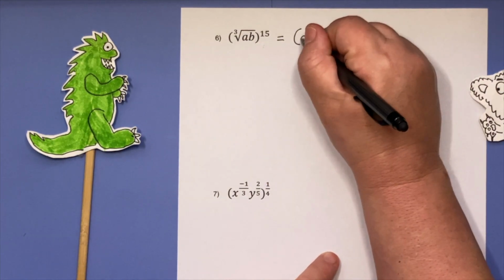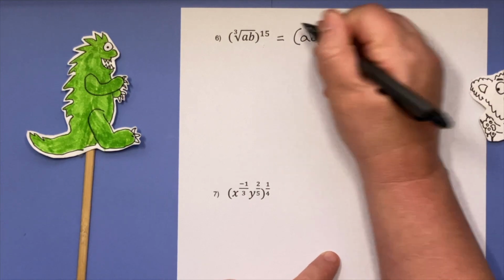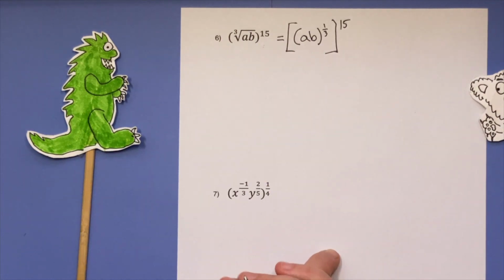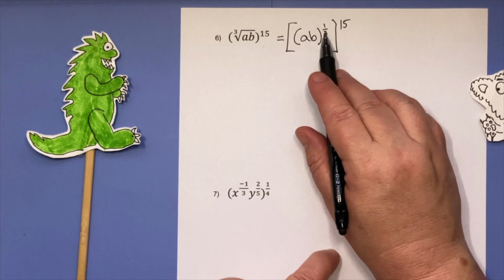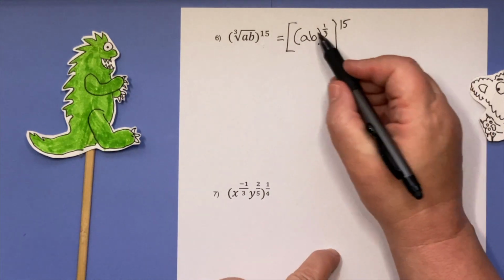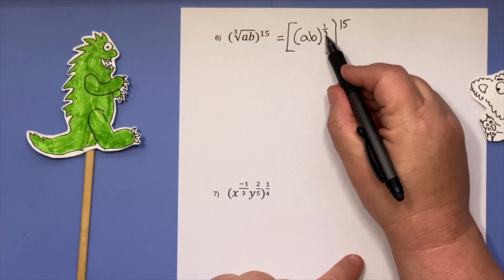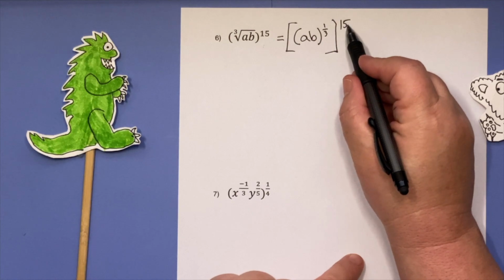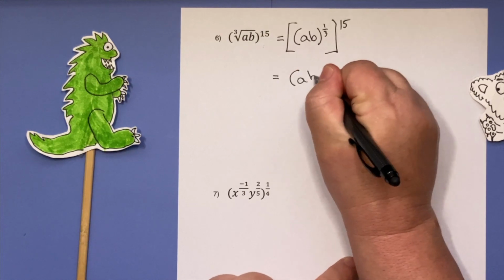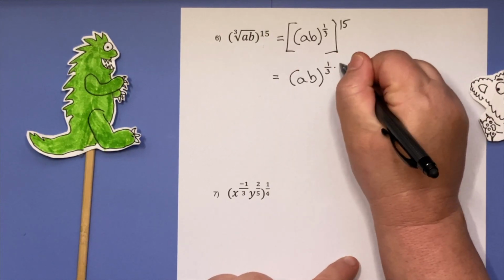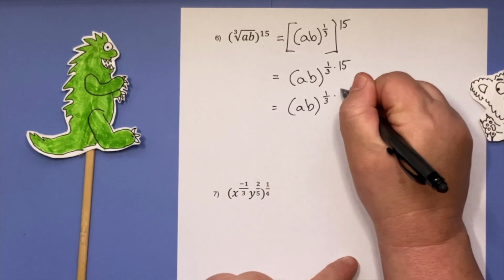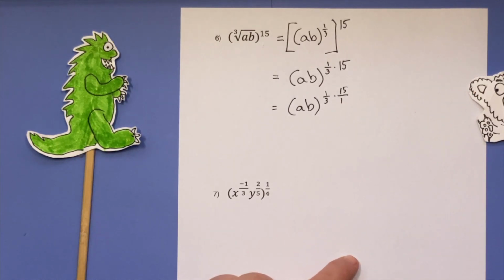So in other words, I've got A times B to the 1/3, and that is raised to the 15th power, right? That cube root becomes a 1/3. And remember that if I've got a base, even if it's complicated like A times B, then I take the first exponent and multiply it times the second exponent. So in other words, what I've got is AB to the 1/3 times 15, which is AB to the 1/3 times 15 over 1.